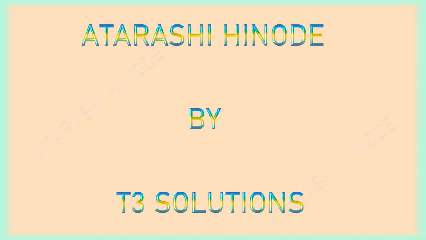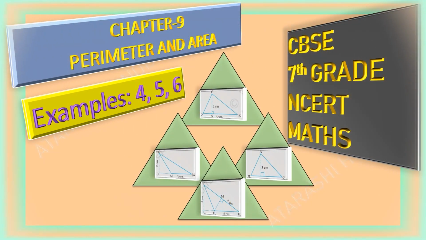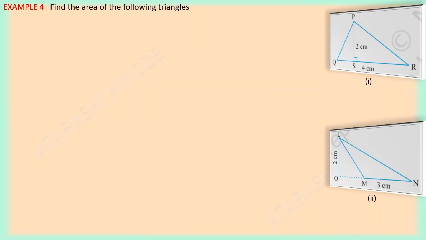Today we are going to do the examples 4, 5 and 6 of Chapter 9, 7th grade CBSE NCERT Maths. Fourth example is find the area of the following triangles. Here you can see two triangles. We have to find the area of these triangles. What is the formula for finding the area of a triangle? We know the formula is half into base into height. Okay, let us do.